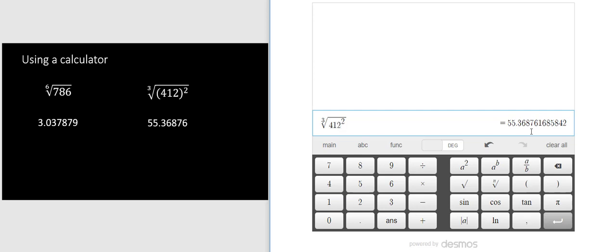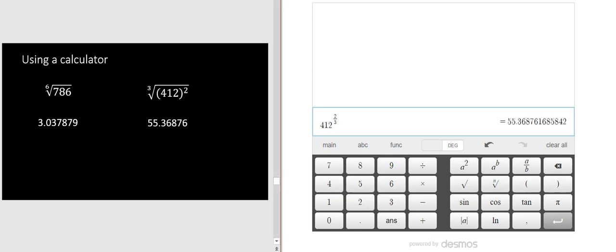55.36876, etc. The other way you could do it is convert into an exponent, where I could have 412, your exponent button, and then the 2 and the 3, your exponent and your index, I can write as the 2/3 power, which would still give me the same solution.